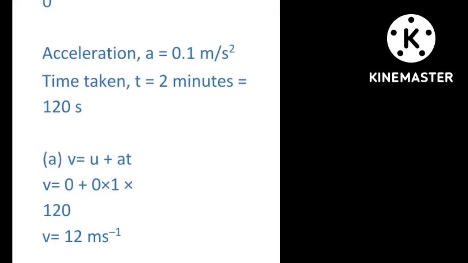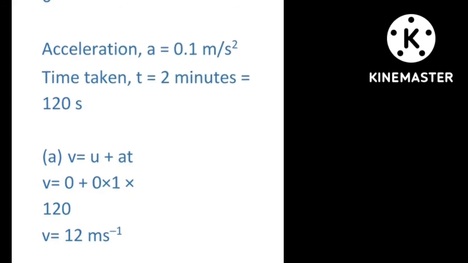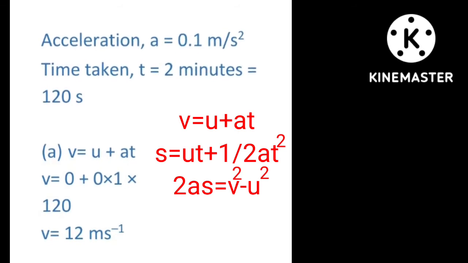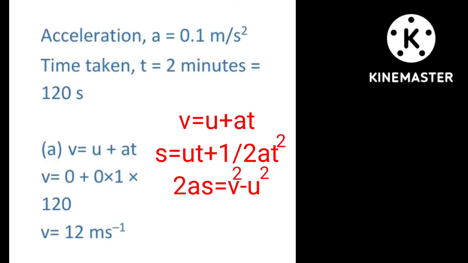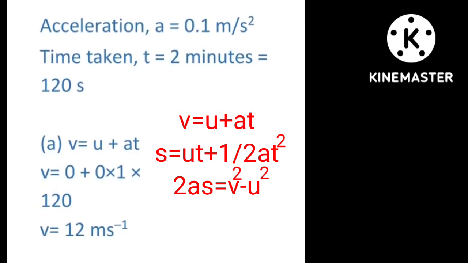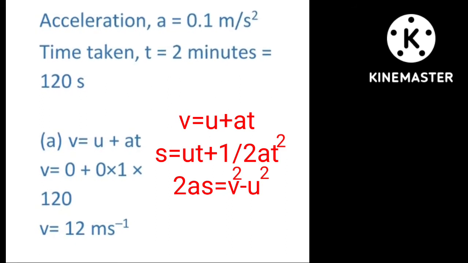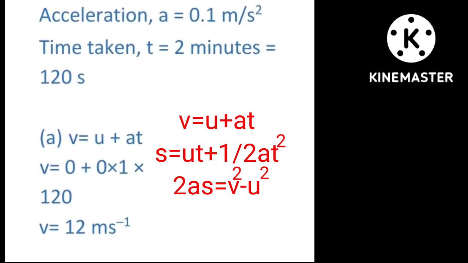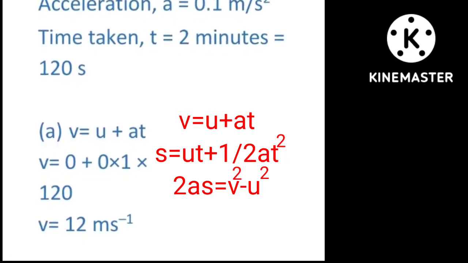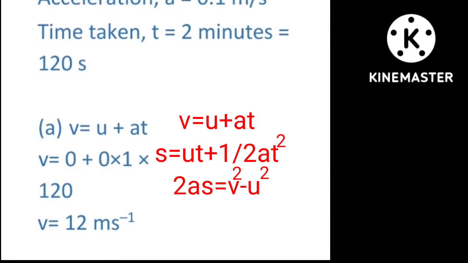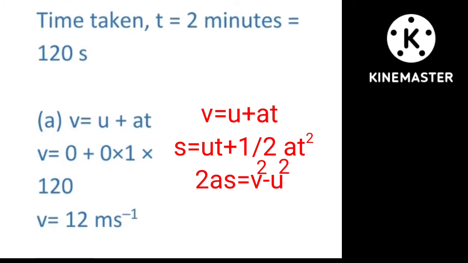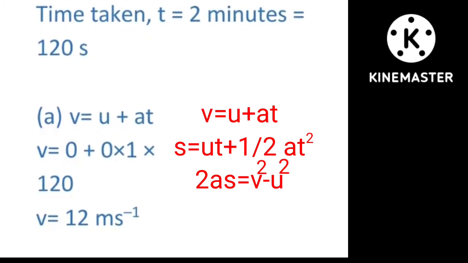Write down the three equations of motion on one side of your notebook: v equal to u plus at, s equal to ut plus half at square, and v square minus u square equal to 2as. The three quantities given here are u, a and t. We have to find v. That v is the velocity, which is equivalent to speed in magnitude, because velocity is speed with direction. So to calculate speed, we can find the final velocity.